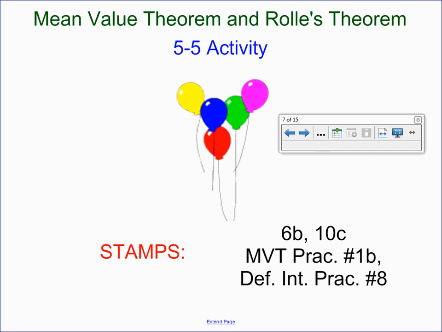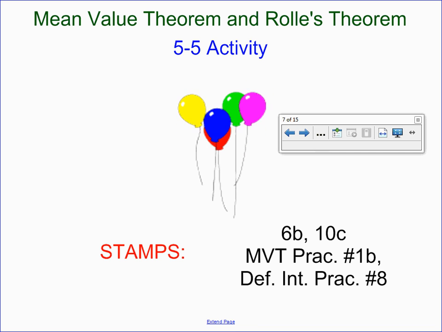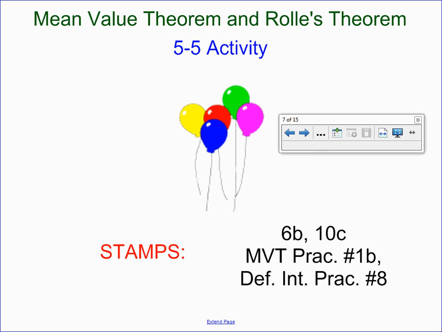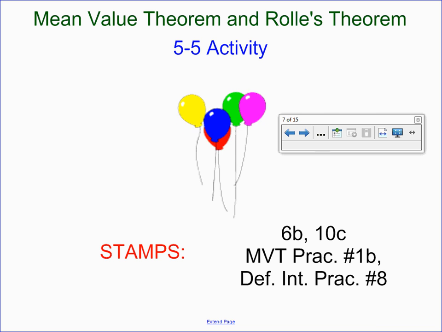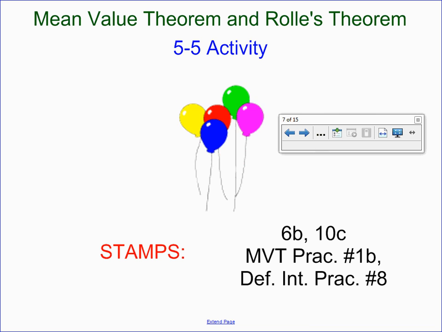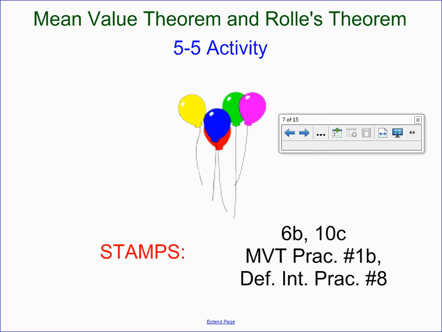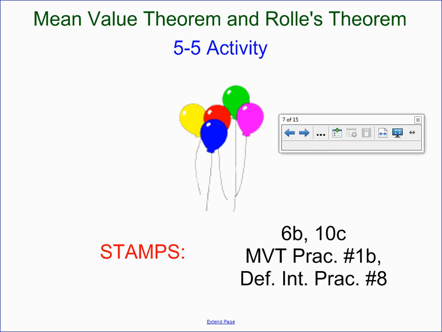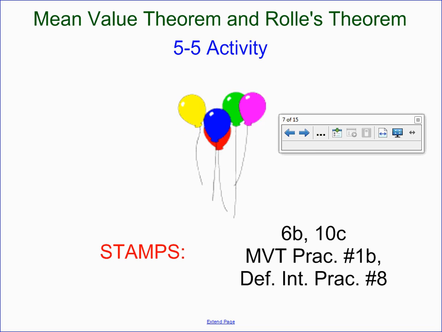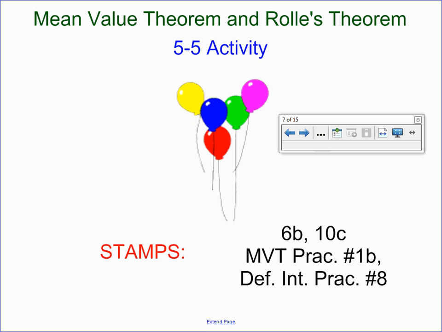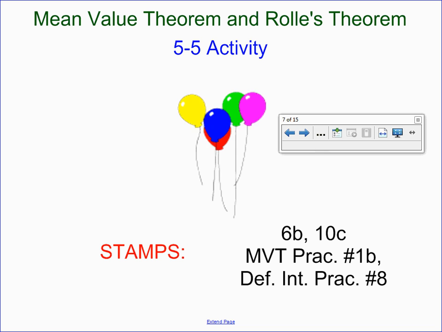So you're going to get stamps in 3 places today. The first place for stamps is on your activity 5.5 at 6B. And then 10C. So that's in the actual packet. Everybody, if you want to identify those items in your 5.5 mean value theorem activity, 6B and 10C are the 2 stamps in the activity. Then, on the separate practice page, so on the MVT practice, number 1b. So that's the third stamp of the day. That's on a separate page.